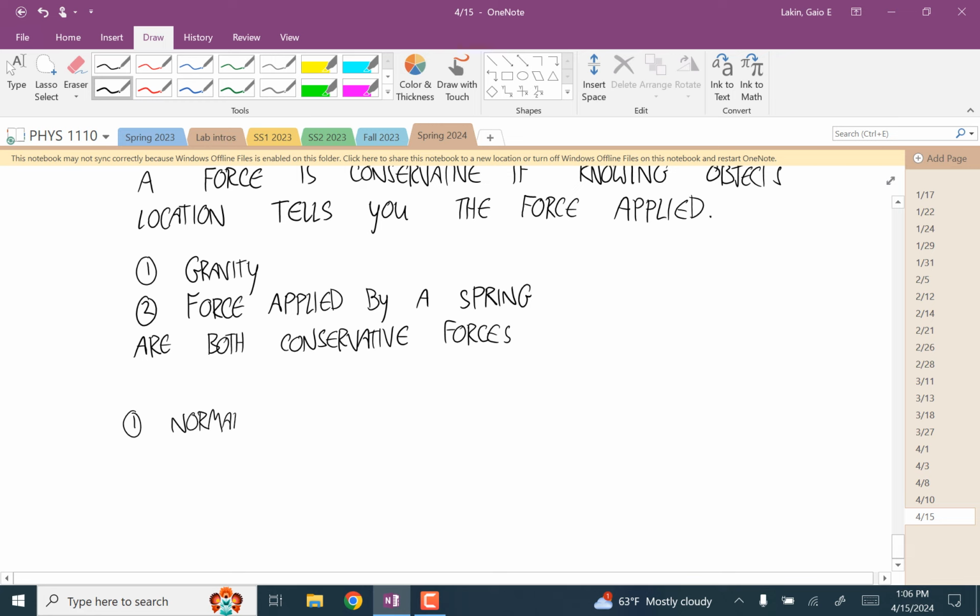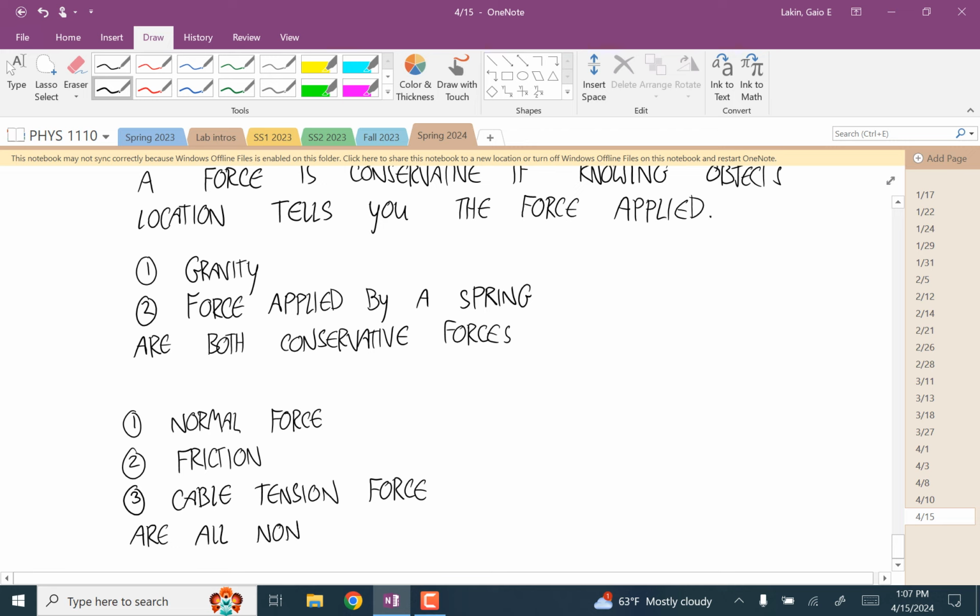So normal force, friction force, let's put cable tension in here. You could come up with a million more of these, but these are all non-conservative forces.